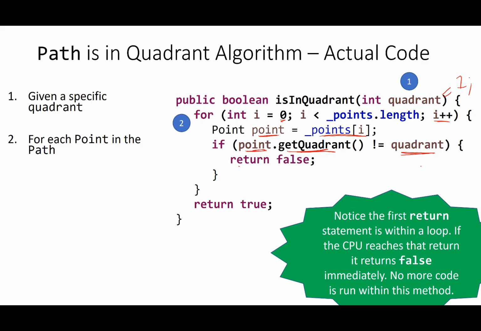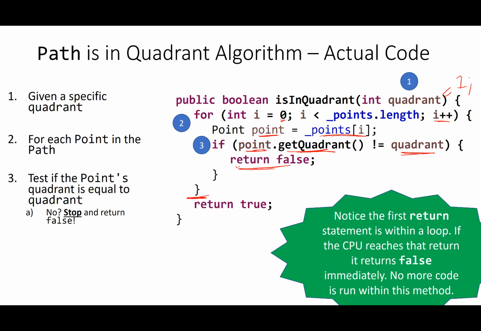But let's say that every point in this path was in this quadrant. Well, what happens is we never reach this return statement, because for every point, its quadrant is equal to the quadrant we're looking for. And so we're done looping, and that means if we've completed looping, we're going to return true after we've looped through every point and tested every single point, because we now know that every point in this path was indeed in the quadrant we were looking for.